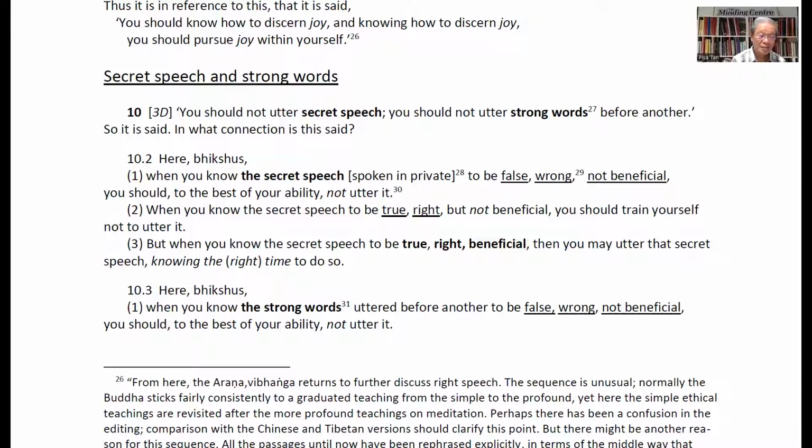So this is about private speech to, say, close friends, or when people come to you and ask you a special question just between the two of you. So be careful how you answer it.